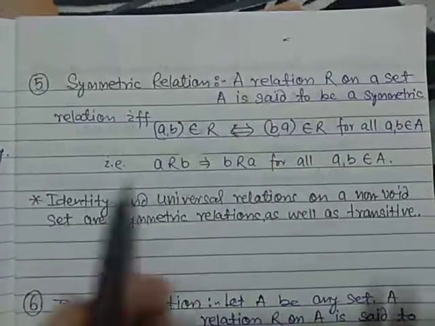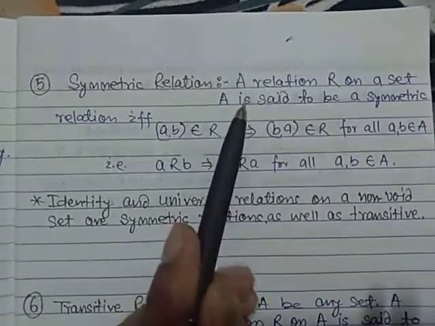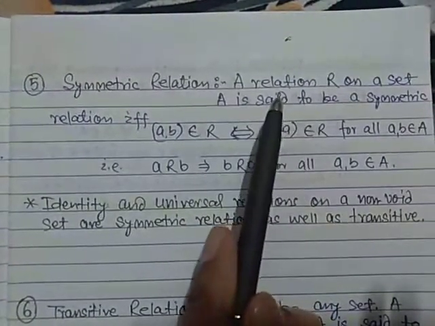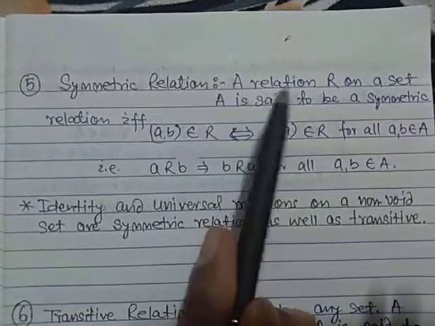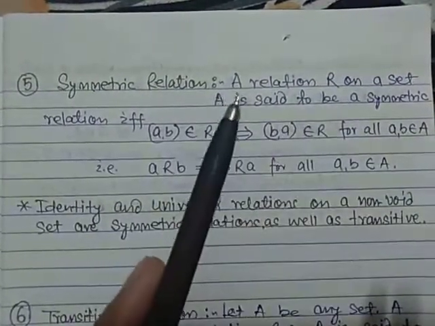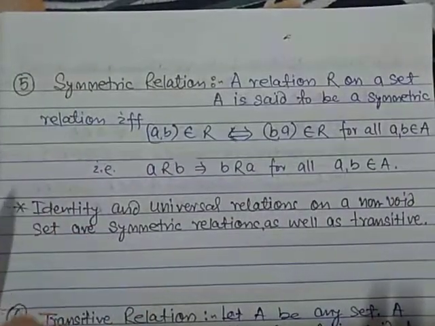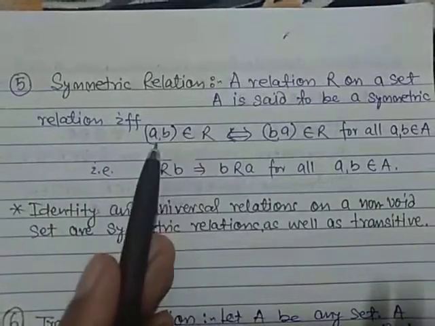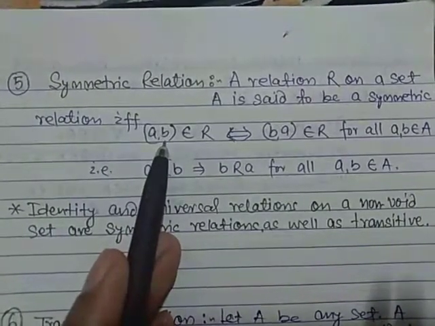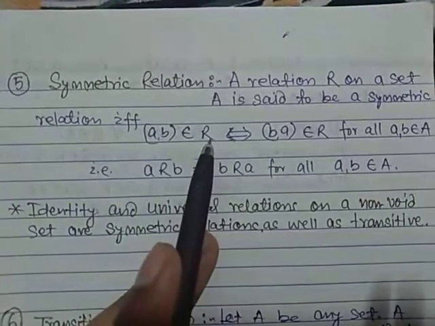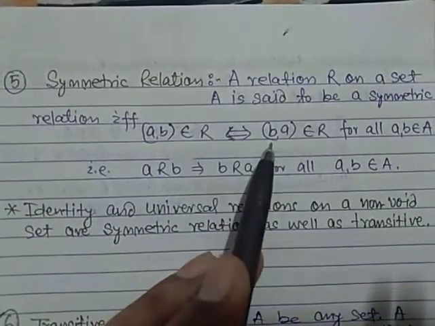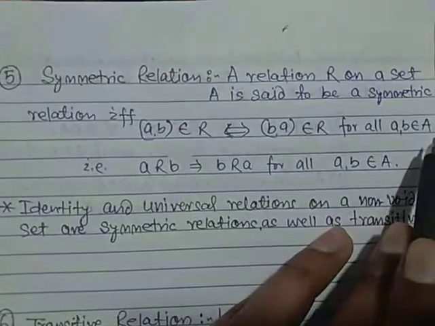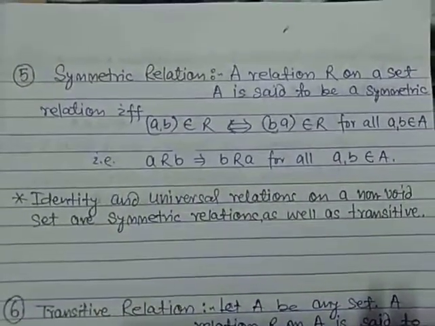Now the next relation we have is the symmetric relation. That's a very simple one. Let there be a set A, and when we calculate the Cartesian product A cross A, we have so many ordered pairs. So if (a, b), an ordered pair, belongs to that relation, and if (b, a) also belongs to that relation, for all a, b that belong to A, it is known as symmetric.